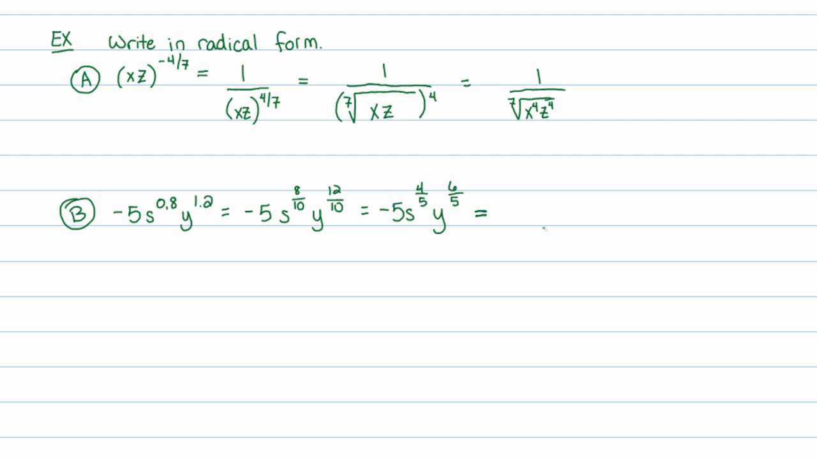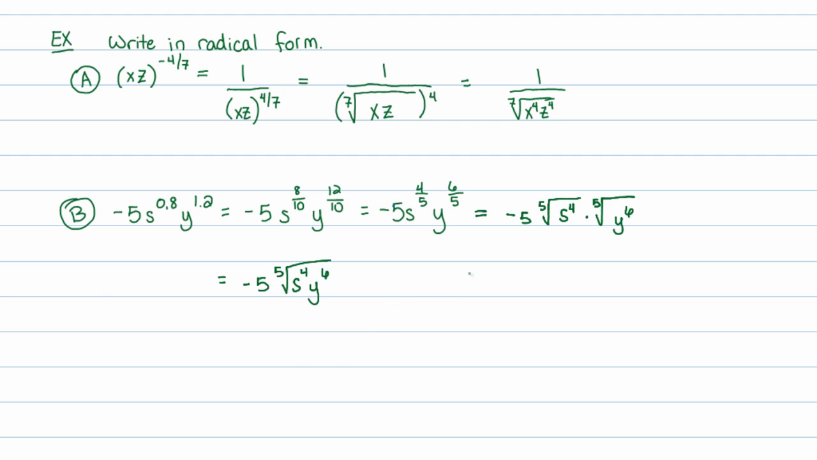We have a -5, and then that's the fifth root of s to the fourth power. I'm writing it this way because I'm going to combine radicals in a moment. We also have a neighboring factor, the fifth root of y to the sixth power. Since these are both fifth roots, I can combine them. That would be considered simplified once I do that. So this is going to be -5 times the fifth root of s to the fourth y to the sixth. That would be completely simplified.